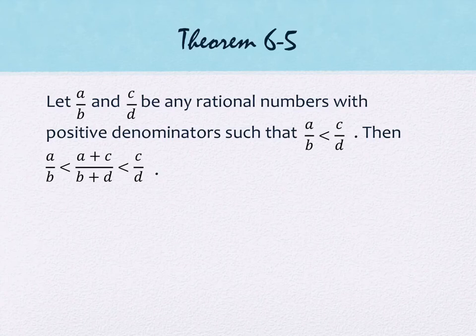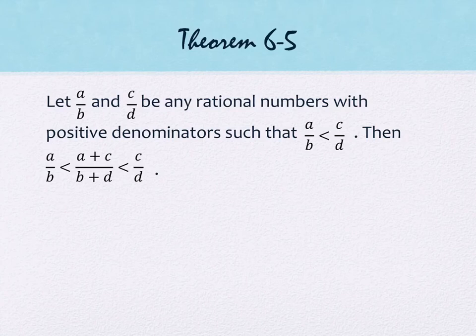Another way that's really nice with fractions is this one, Theorem 6.5. So if you have a over b and you have c over d, you can actually add the two numerators together and add the two denominators together, and you will get a number halfway in between the two values you started with. It's a very cool fact, and the reason that it matters is because it's a whole lot easier to do that than to add two fractions together and divide the fraction that you get as a result by 2.